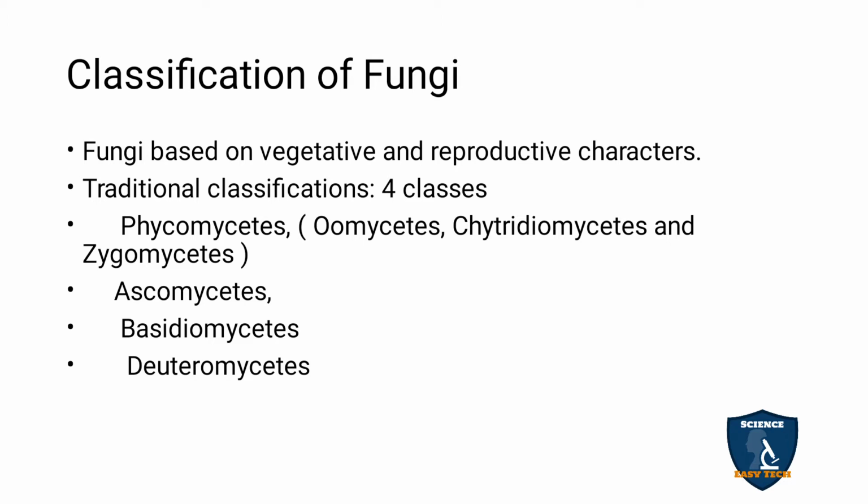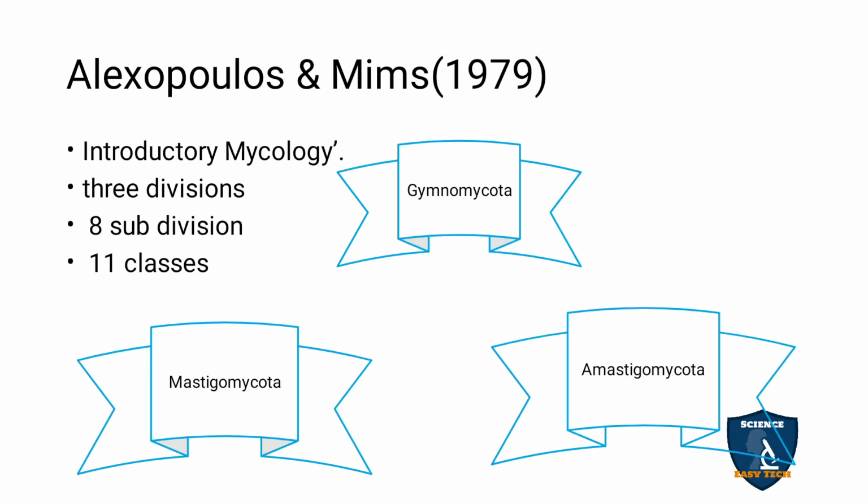Some of the fungi resemble algae. In this class you have subclasses Oomycetes, Chytridiomycetes and Zygomycetes. These are the subclasses seen in Phycomycetes and they are lower fungi. So in the traditional classification, they are divided into four classes: Phycomycetes, Ascomycetes, Basidiomycetes and Deuteromycetes.